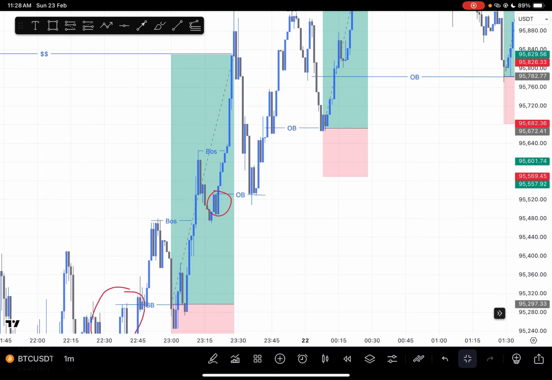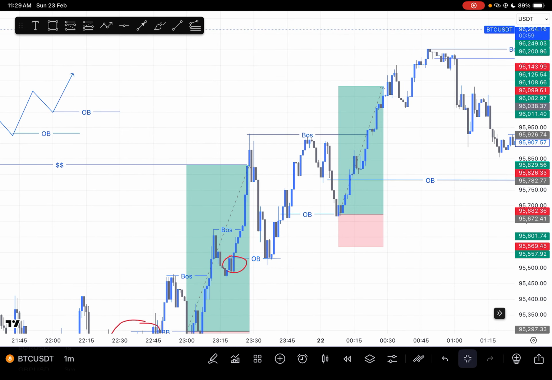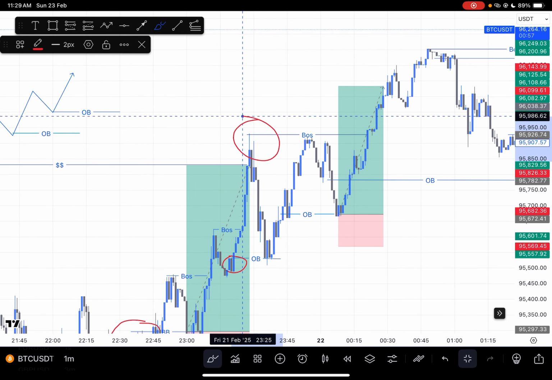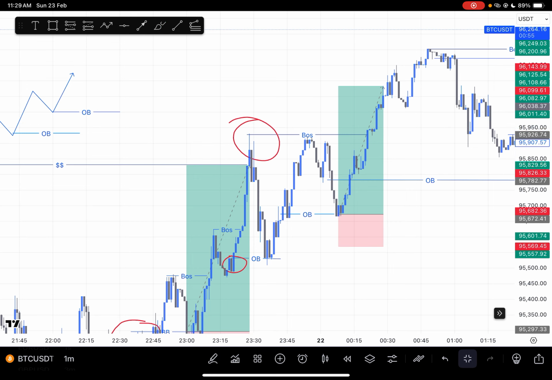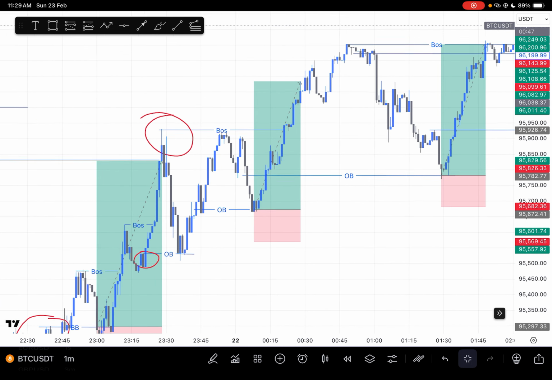See, once price retested on the beginning of the order block, it pushed to the upside again to take out this previous high, creating another break of structure. So after this break of structure, what will you do next? Now you have to look for another order block that price will probably retest on.